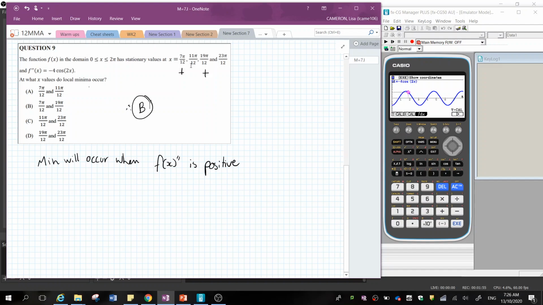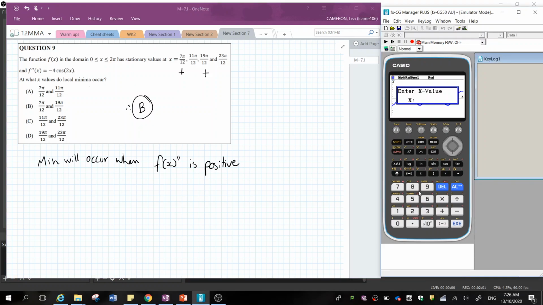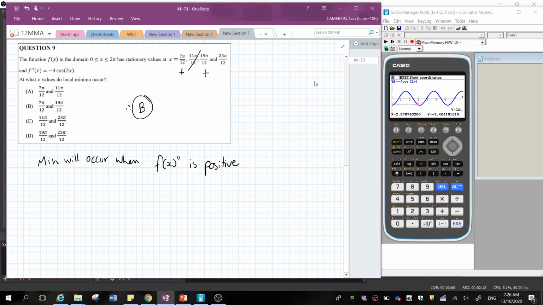But I am going to prove to you that the 11 pi over 12 is going to give you a negative value, which is not what we want. So here we go, 11 shift pi divided by 12, execute, and that gives me a negative value, so I know that this one is not one of the solutions. And there we go.